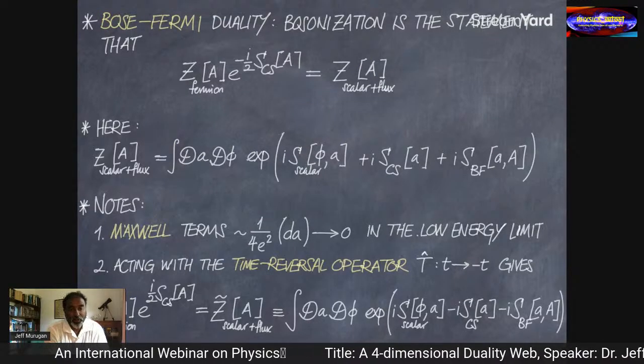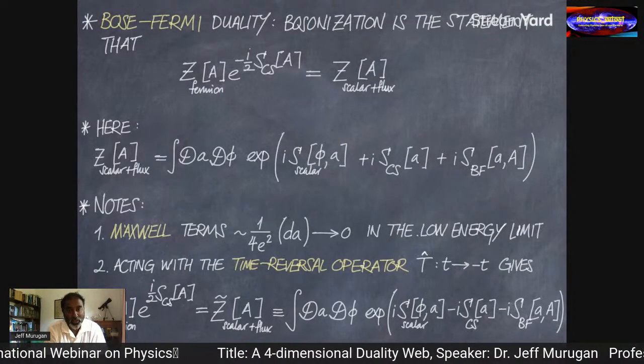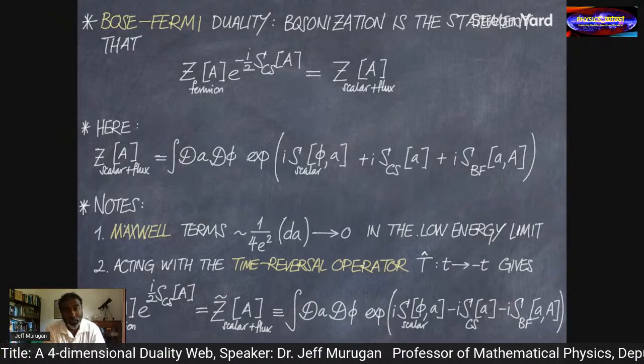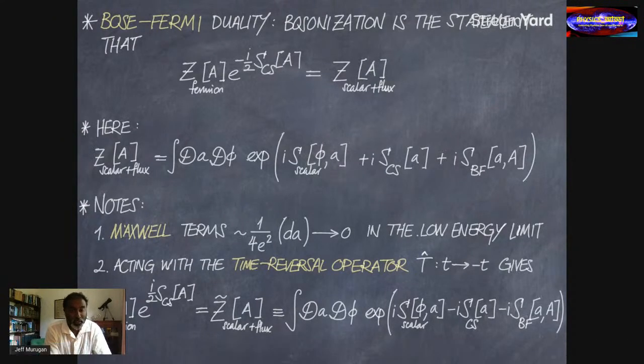So on the left-hand side here in the first equation is a fermionic theory. On the right-hand side is a scalar theory plus flux. So the scalar theory plus flux here is this action that looks like this. It's got S scalar, the scalar action, plus the Chern-Simons action for the field little a, plus this BF action that couples little a, the dynamical gauge field, to the external gauge field, something like an external magnetic field sitting in the background.